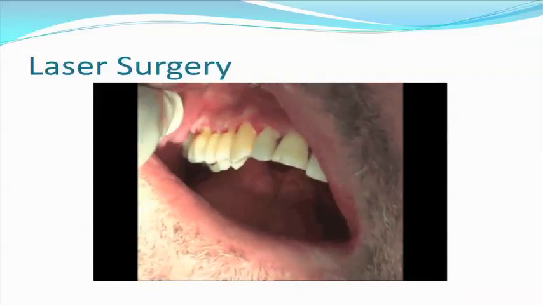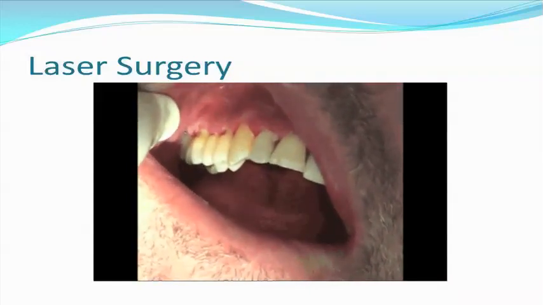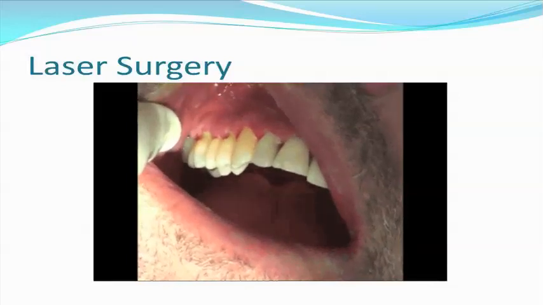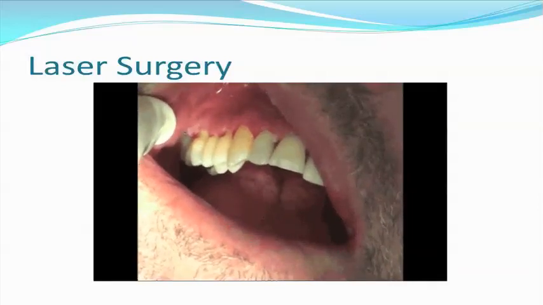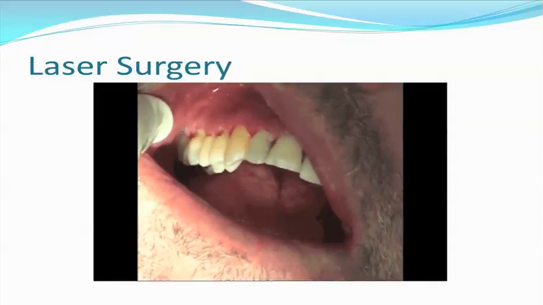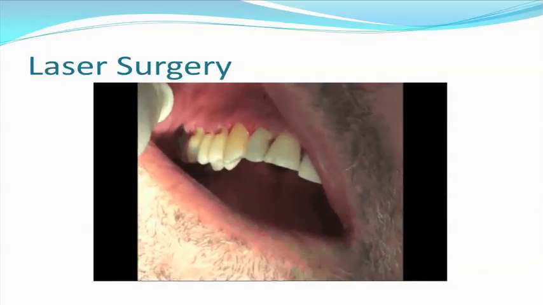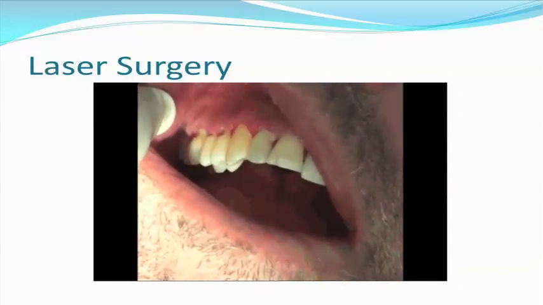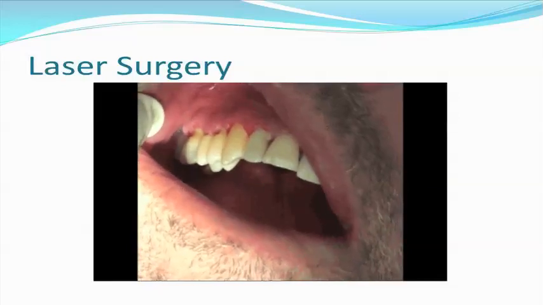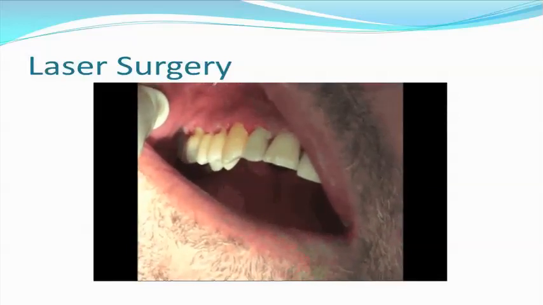And then you can see it doesn't look like we actually did anything at all. And we come back in 1 week and that'll totally be healed. It'll be like we didn't do anything, but now we know that lining is gone because we saw it being removed with the curette. And so that's the CO2 laser treatment to get rid of the gingival sulcus and treat periodontal disease.